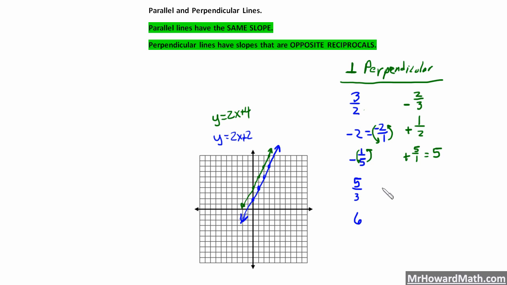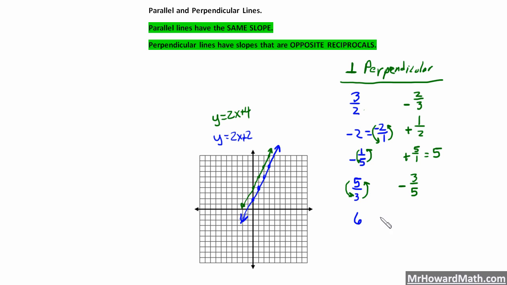A slope of 5. Alright, 5/3. So first thing we do is change the sign. Opposite sign. It's got a plus here, so we will now have a negative slope. We will turn the fraction over, so bottom number comes on top, top number comes on bottom, so that makes it -3/5. So the slope that's perpendicular to a slope of 5/3 would be -3/5.